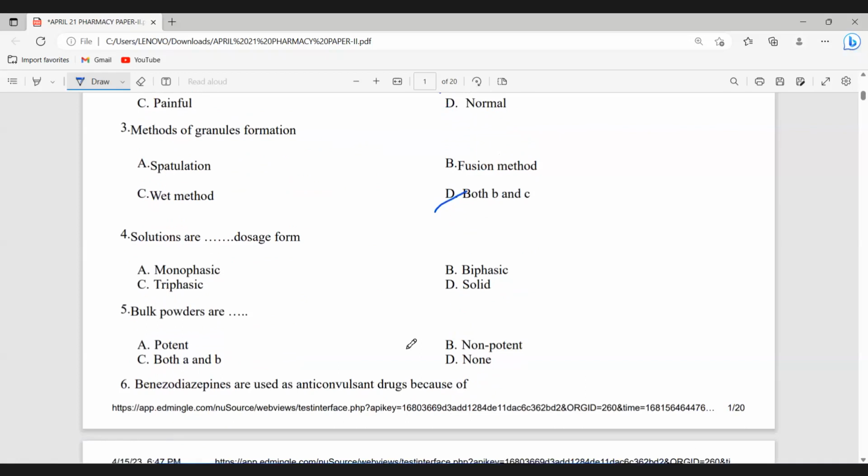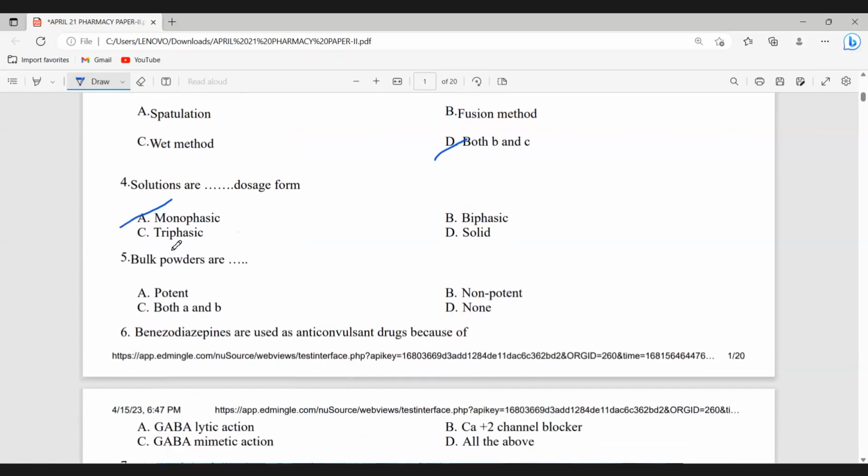Then the fourth question, solutions are dash dosage form. This is also a direct question, that is monophasic dosage. Then the fifth question, bulk powders are non-protective. Bulk powders are non-protective.